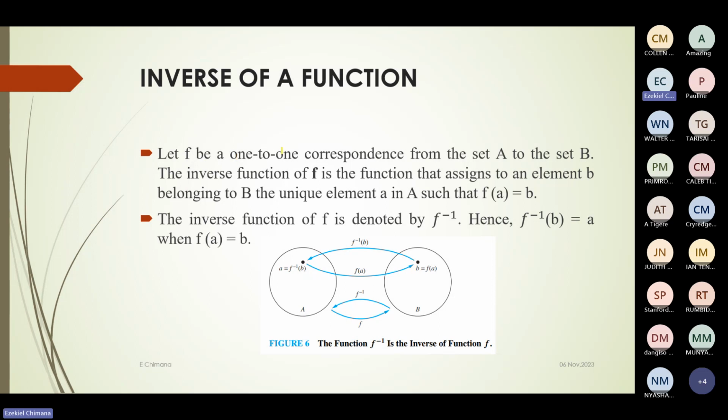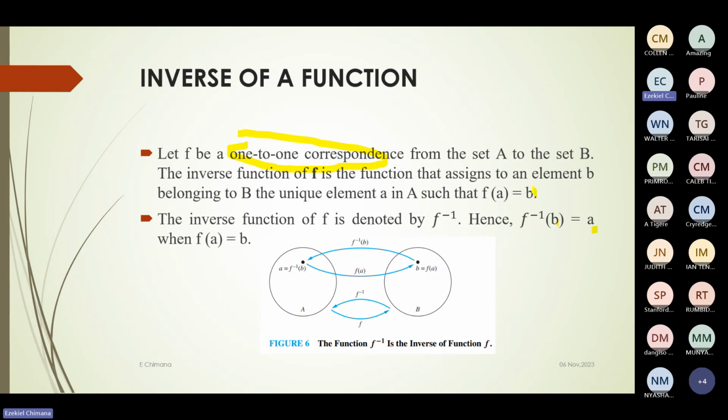So let f be a one-to-one correspondence, which is a bijective function, from the set A to the set B. The inverse function of f is the function that assigns to an element b belonging to B the unique element a in A such that f of a is equal to b. The inverse function of f is denoted by f to the power negative 1. Hence, the inverse of f at b is equal to a.